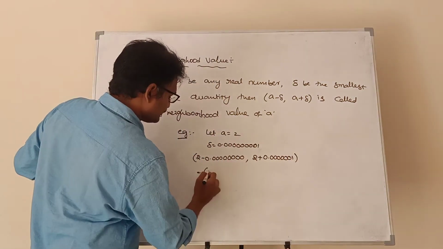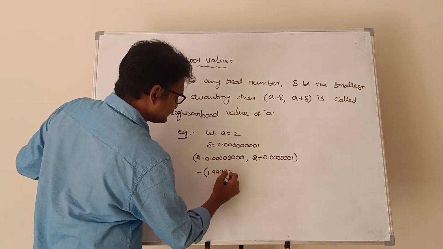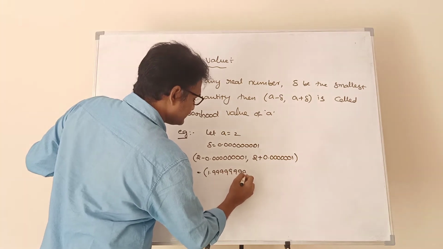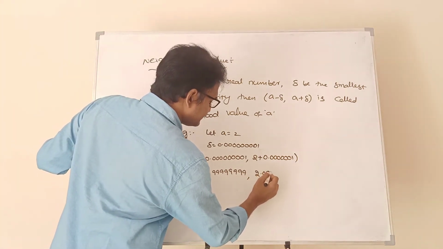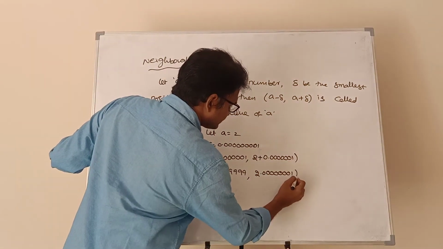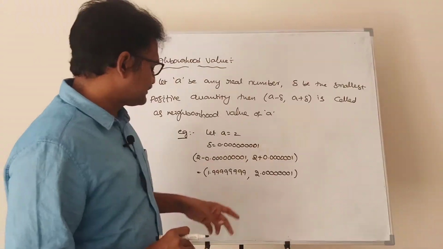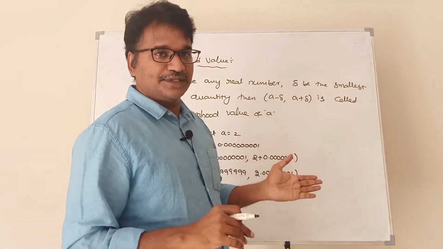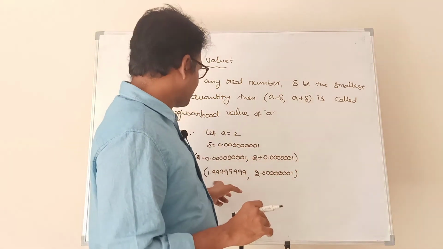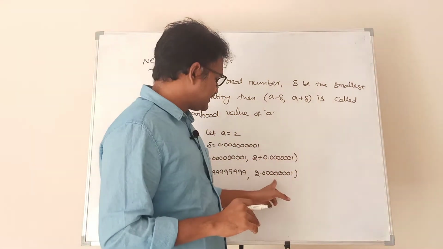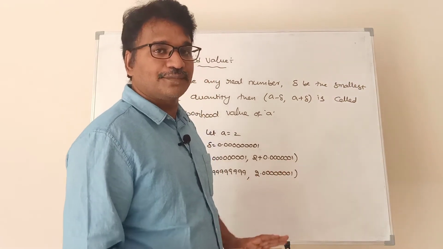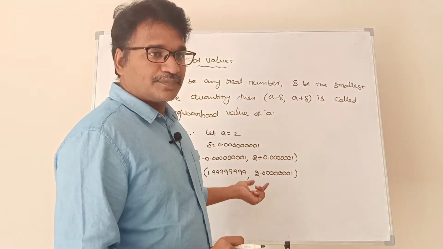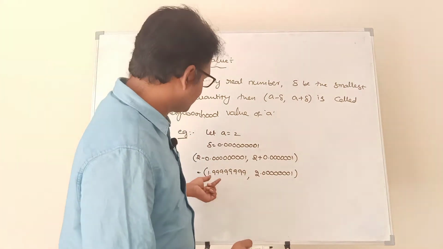That means 1.999 and 2.000001. These two numbers are called neighborhood values of 2. That means just beside 2: more than 2 and less than 2. This number is just less than 2 and this number is just more than 2. These two values are neighborhood values of 2. With this concept only we are going to solve the problems on continuity. So this is the most important concept.